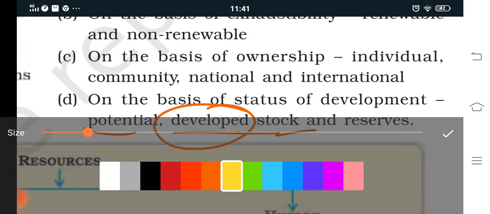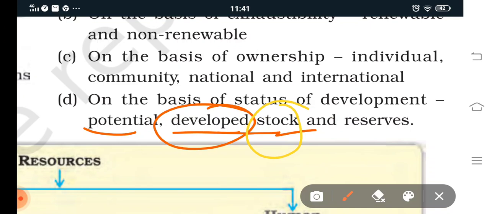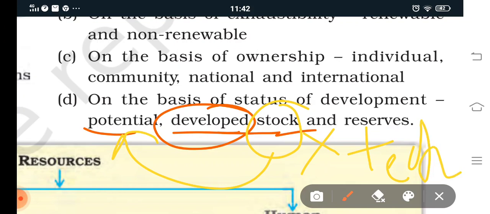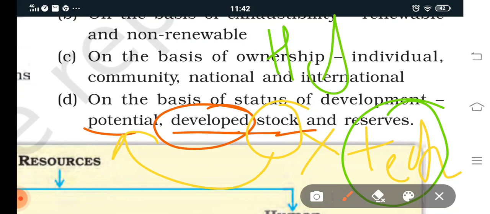Then the last one is the stock. Stock is those materials in the environment which have the potential to satisfy human needs, but human beings don't have the proper technology to use that stock. For example, if I ask you to take out oxygen from water, H2O, will you be able to do that? No, because we don't have the technology to separate hydrogen and oxygen from water.